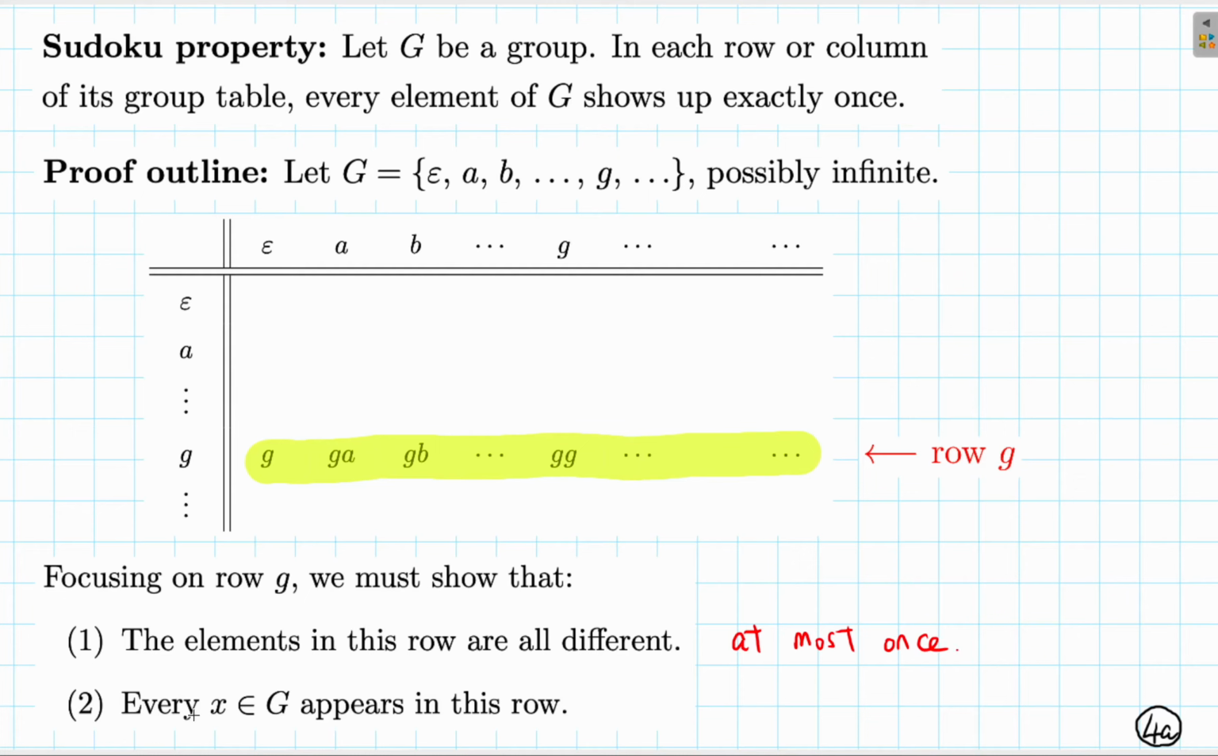But we also need to show that every element of the group actually appears in that row, that there are no missing elements in that particular row. Now that will tell us that every element of the group shows up at least once. And if row G contains every element at most once and at least once, then we can conclude that row G contains every element exactly once. And so in the next couple of slides, we'll show item 1 and item 2.